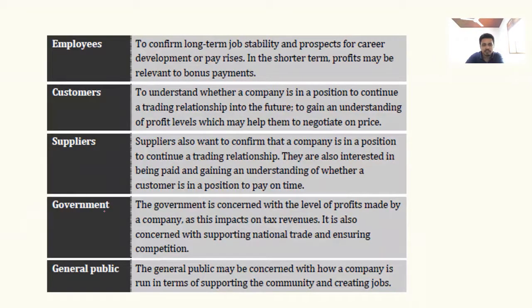Government, why government? What is the purpose of that? To assess whether they can earn, whether they can impose tax, whether they can impose tax for this particular company and earn some government revenue, government income.